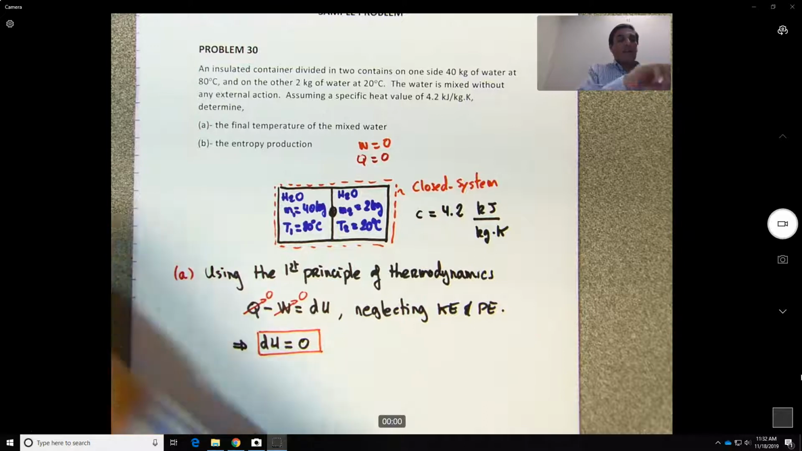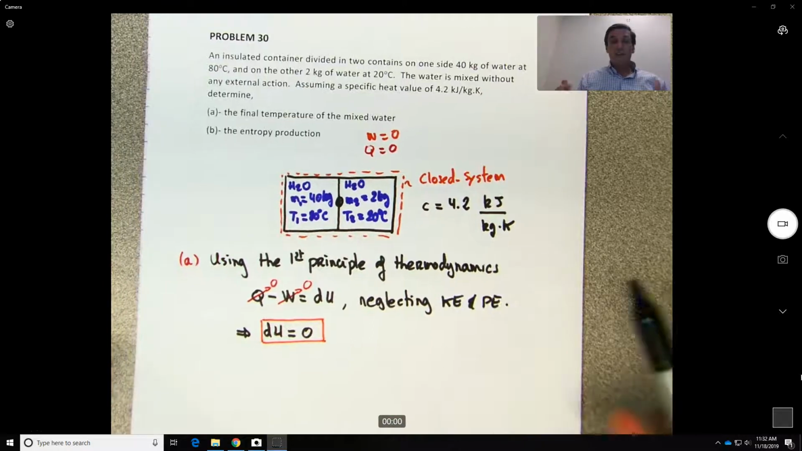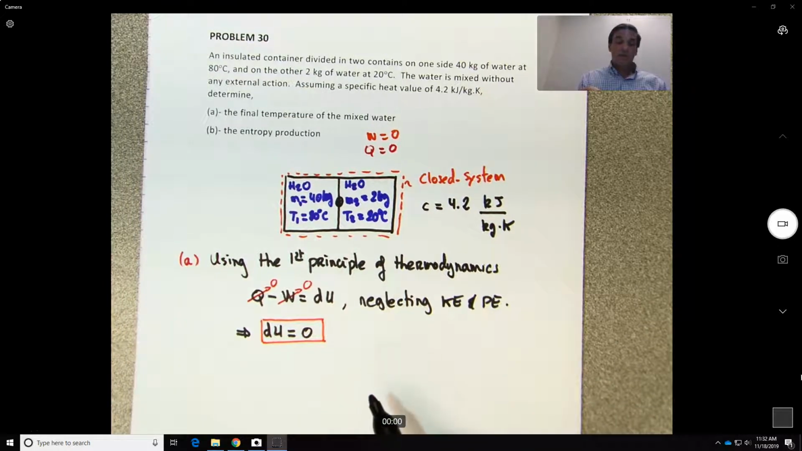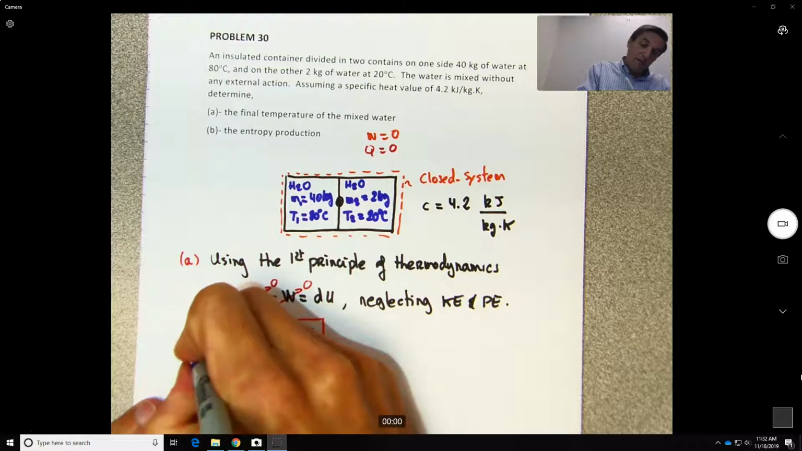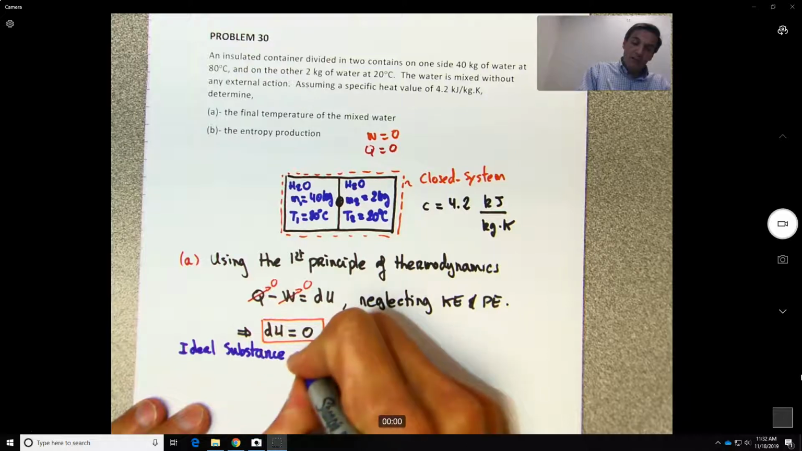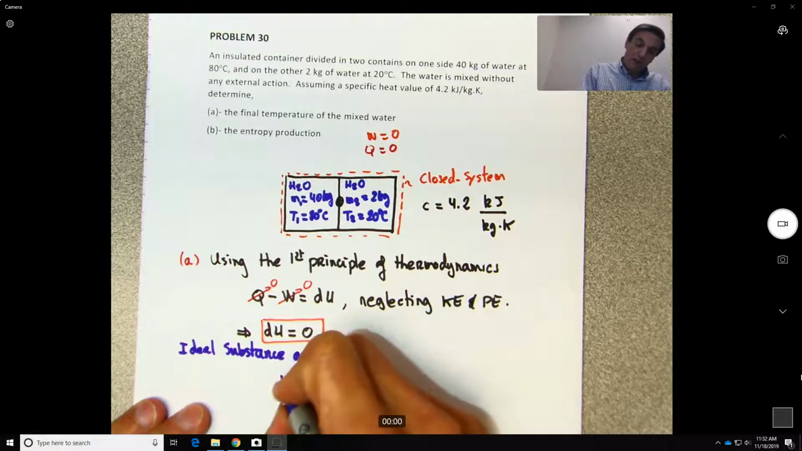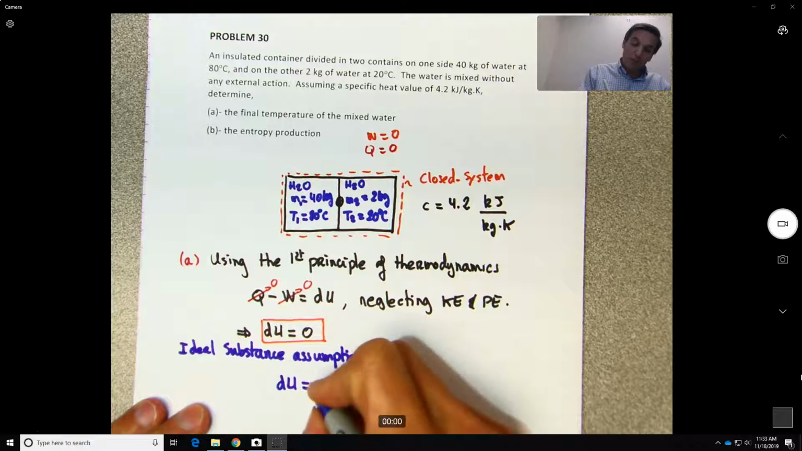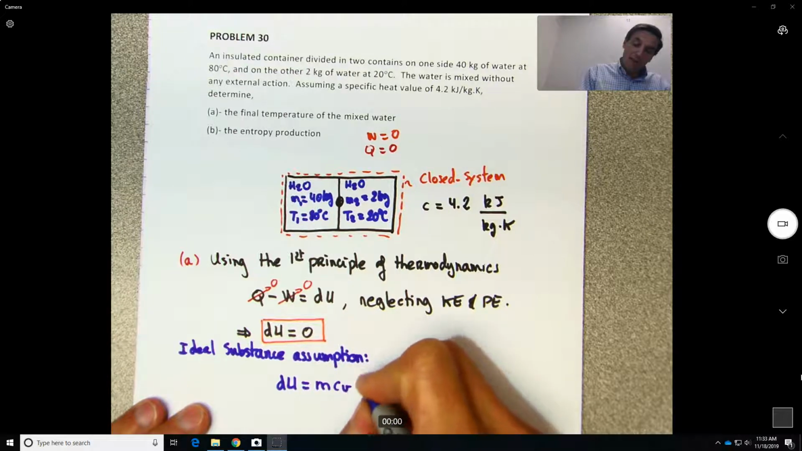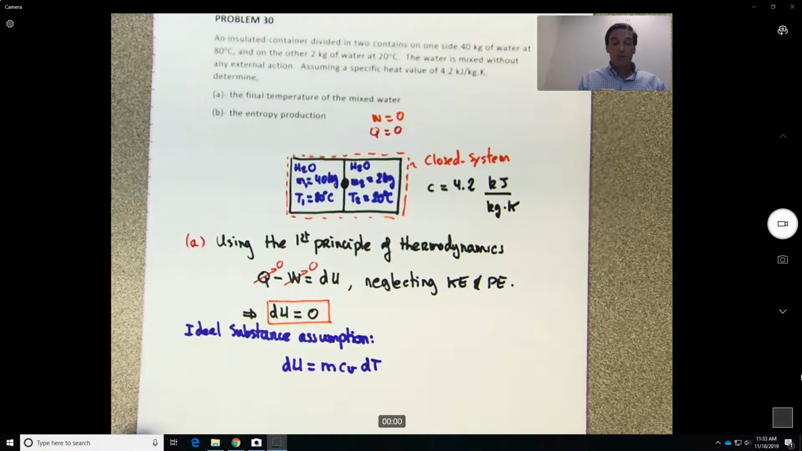Now, in this case, what do we have? We have liquid water on this side and liquid water on that side. So let's say we can make the ideal substance assumption, which is what? That the change in internal energy is equal to mCv dT. Again, this is capital U, not lowercase u. So this is kilojoules and it's not kilojoules per kilogram. And we know, so we got this one.